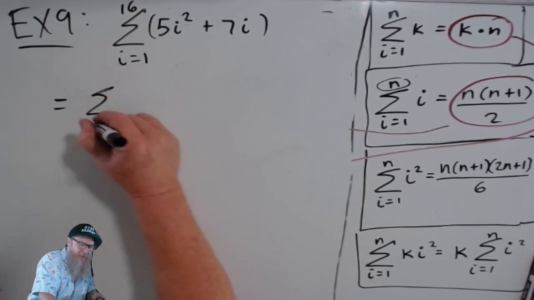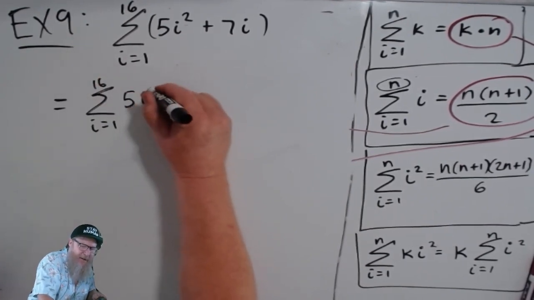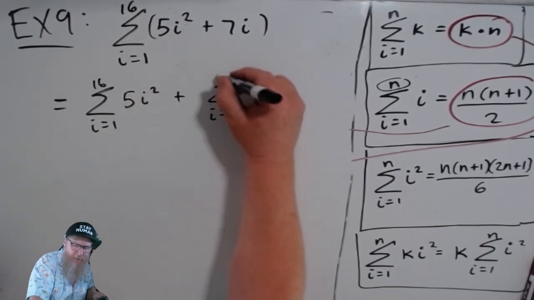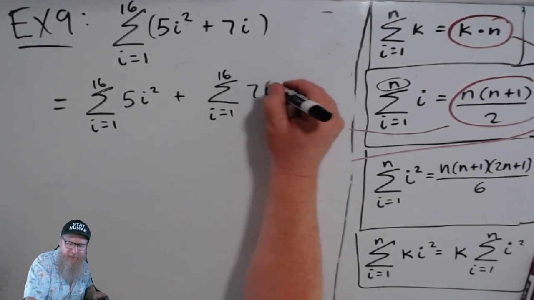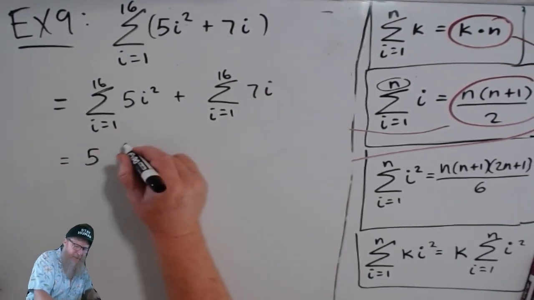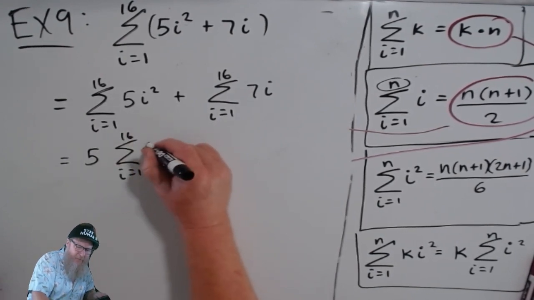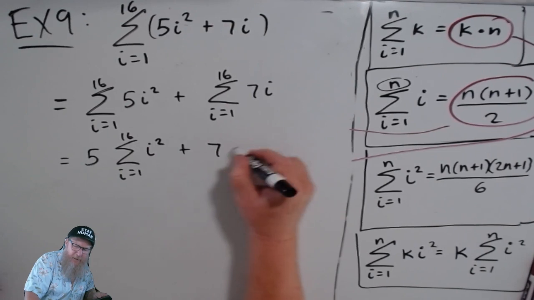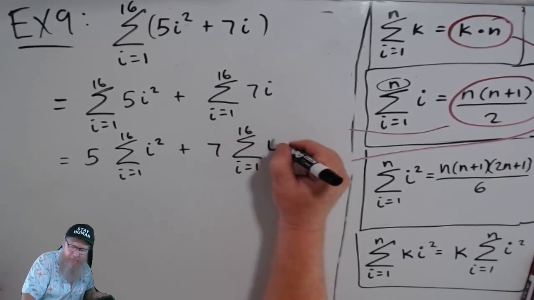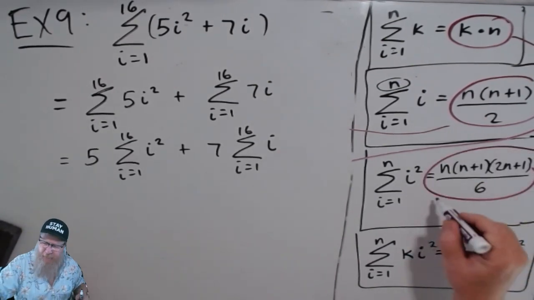And then we have another one of these, a combination of k and i as well. So this will be the sum from i equals 1 to 16 of 5i squared plus the sum from i equals 1 to 16 of 7i. We'll pull the constants out. Pull the other constant out. And then we will apply these two formulas.